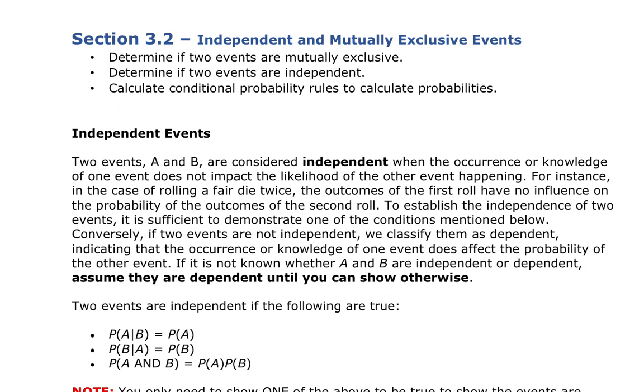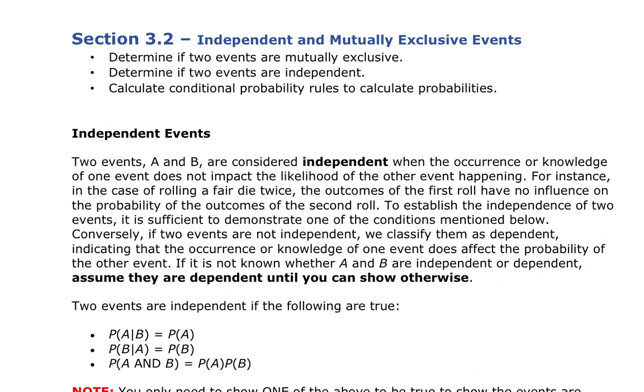So two events, A and B, however you want to label them, are considered independent when the occurrence or knowledge of one event does not impact the likelihood or the outcome of the other event happening. As an example, if you're rolling a fair die twice, the outcome of rolling the first die does not influence the outcome of the second die.